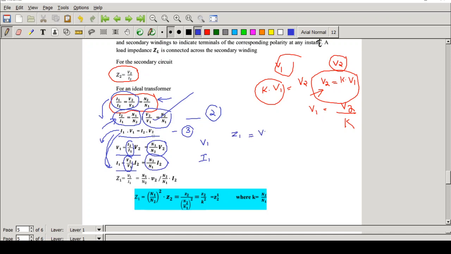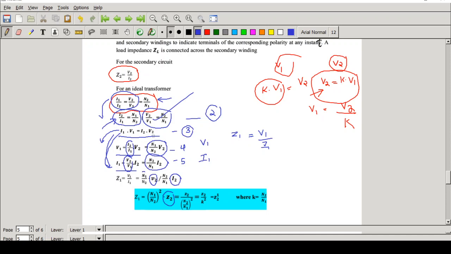So now I am going to divide this V1 by I1. Which equations will I divide? This equation I will take as 4 and this as 5. So 4 by 5 I have to take. When I divide these two equations, you can see that you will get a term V2 by I2. V2 by I2 you already know. What is V2 by I2? The impedance of the secondary, that is Z2.